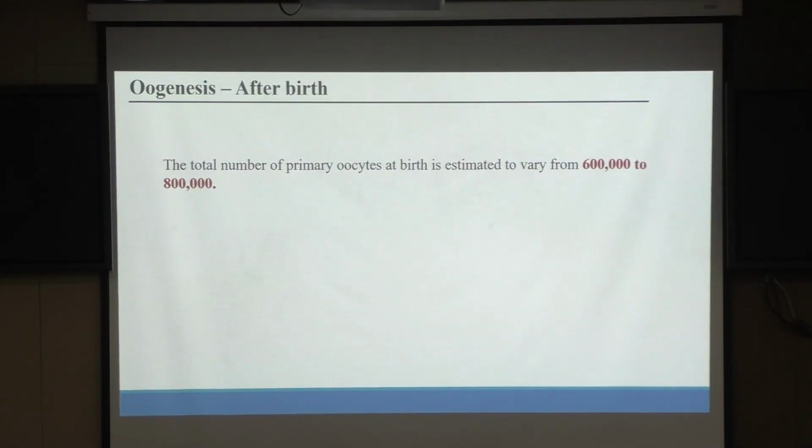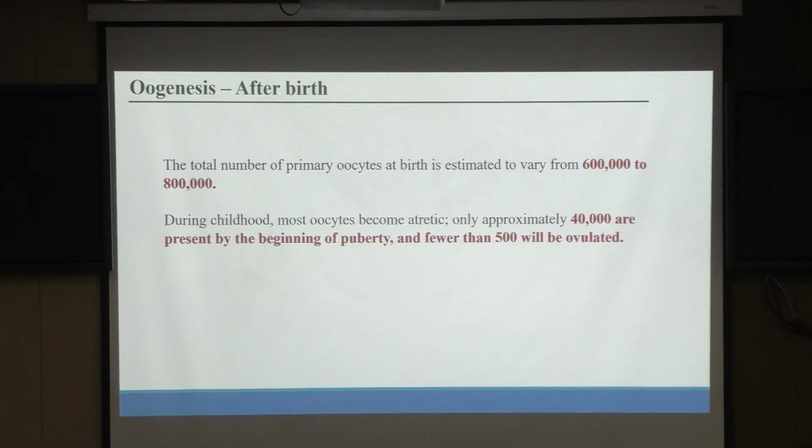Now, it was originally 7 million oogonial cells. What happens to the primary oocytes at birth? It has come down to 6 lakhs to 8 lakhs. Now, during childhood, most of the oocytes become atretic. They get degenerated. So during childhood, before puberty, and at puberty, only 40,000 cells are there.